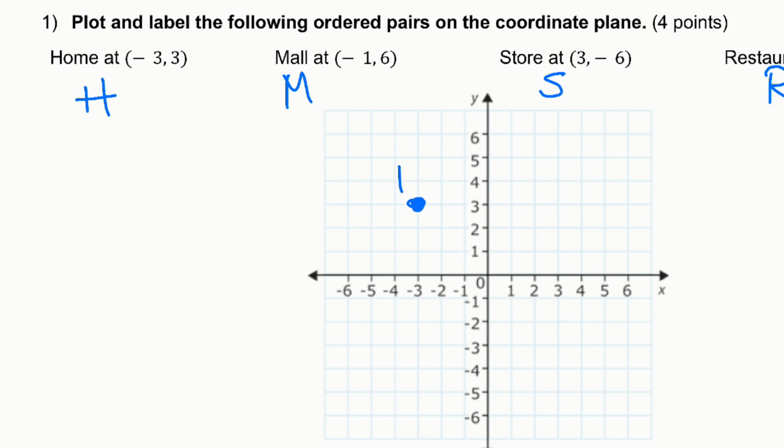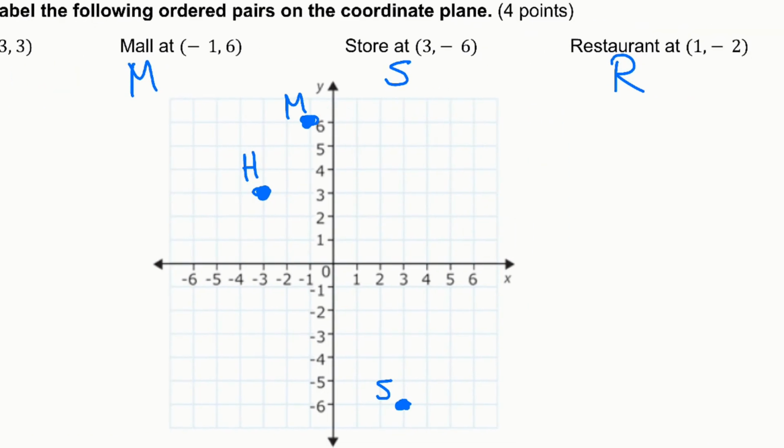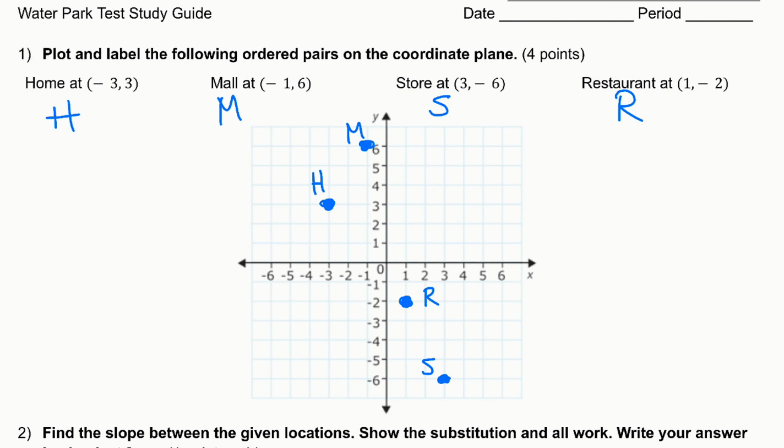should be right there. Mall is at -1, +6, which is right there. The store is at 3, -6, located here. And the restaurant is at 1, -2, located right there. So it'd be 1 point apiece on those.